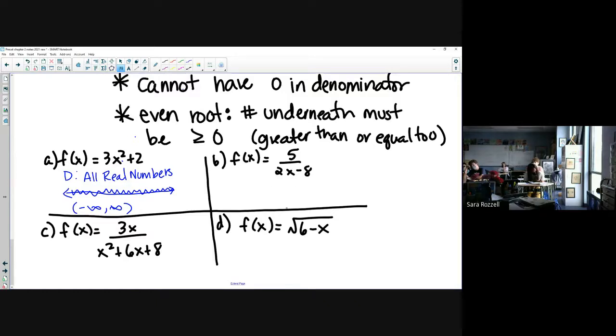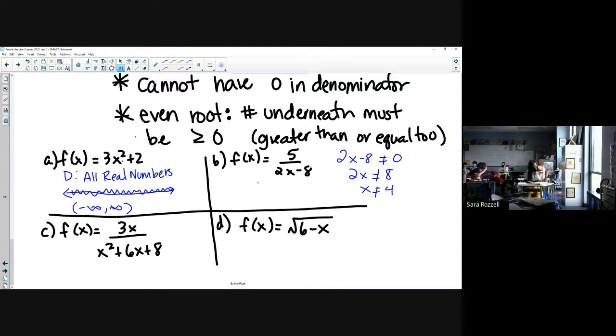If you're unsure of how we got 4, you can always do this. Take your denominator, 2x minus 8, we do not want that to equal 0. So let's see what would make that equal to 0. Add the 8, divide by 2, x cannot equal 4. We do not want it to be 0. What made it equal to 0 was 4. So we don't want 4.